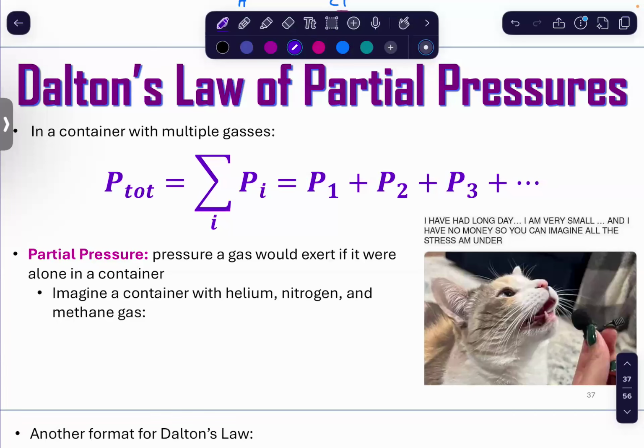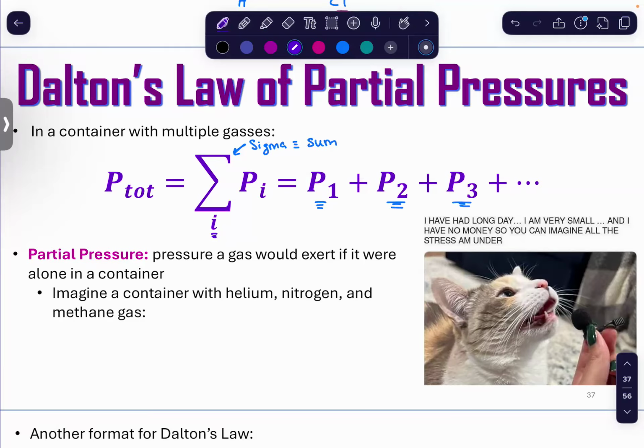So here, of course, Greek sigma, that's our symbol for sum. And so that just means you're going to sum over the index. So your index is i. And so it just depends on how many different gases are in the system. You have partial pressure 1, partial pressure of gas 2, partial pressure of gas 3, so on and so forth.